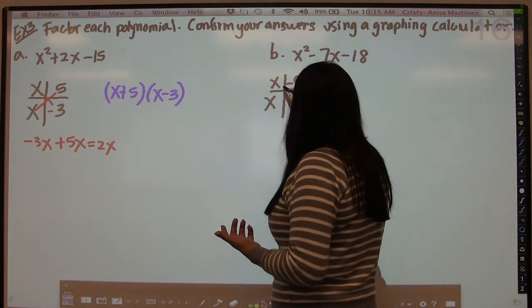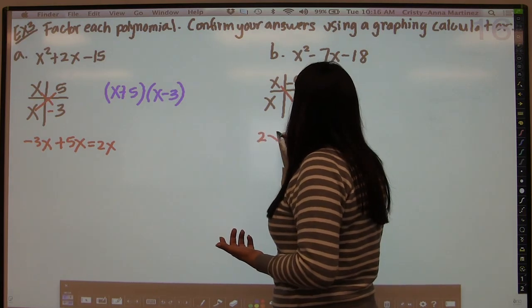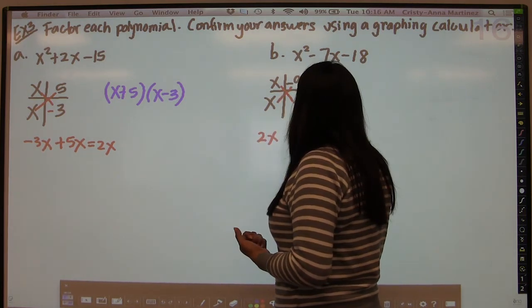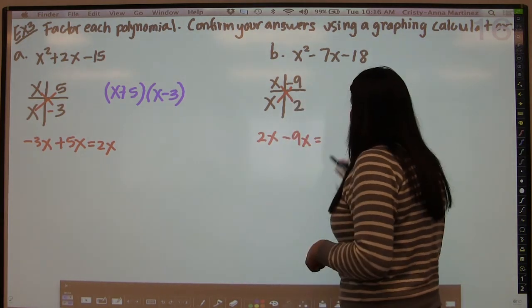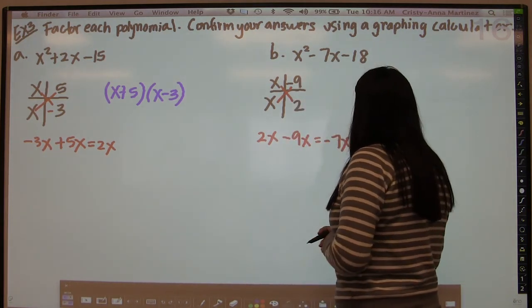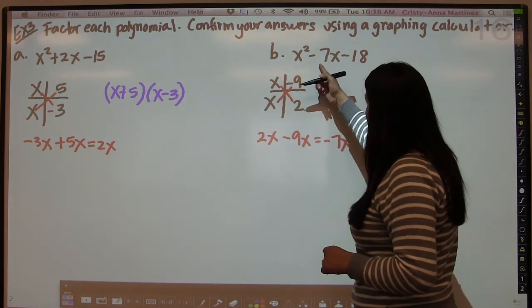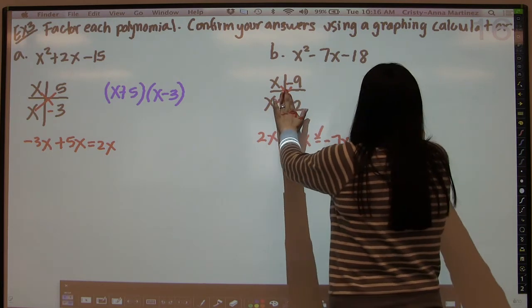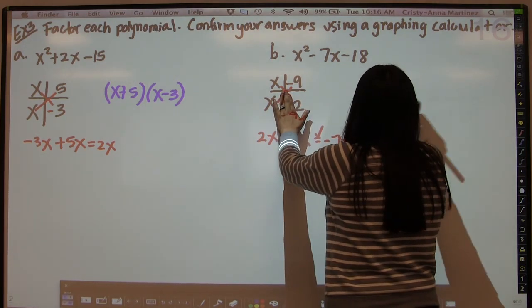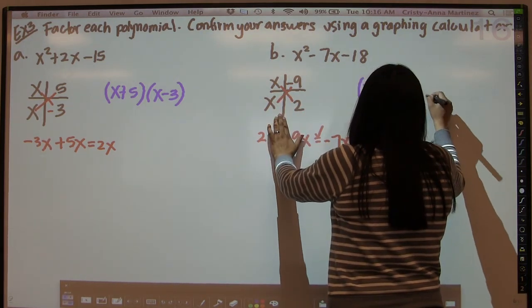So we're going to go 2 times x is 2x. Negative 9 times x is negative 9x. And when I add those together, 2 minus 9 is actually negative 7x. And then that's exactly what we want it to be, so that checks. So my final answer will be x minus 9 and x plus 2.